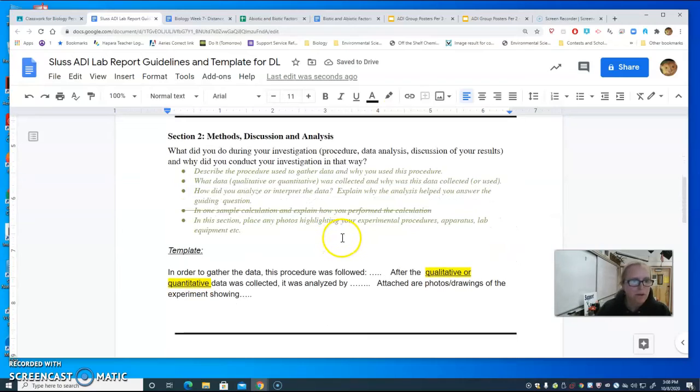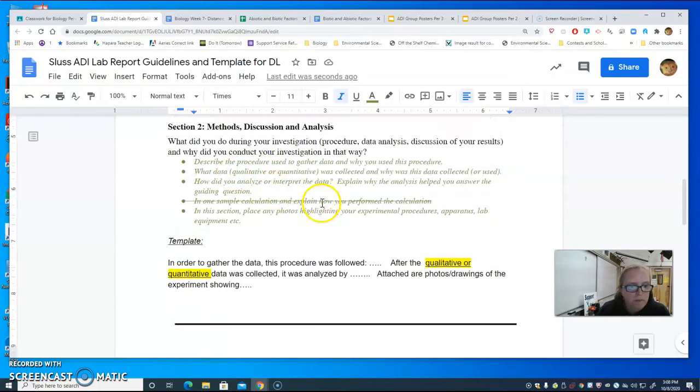Okay, so section 2, again, these green, what it says right here is kind of what you did during the investigation. And then these are specific questions that you want to make sure to have answered in the paragraph. Okay, so describe the procedure. You need to do that. What data did you use, etc.